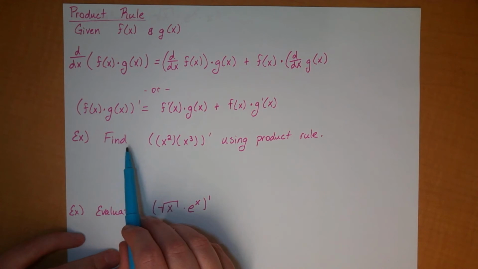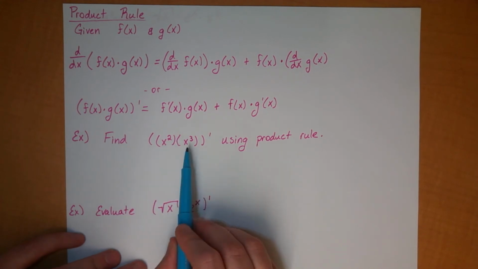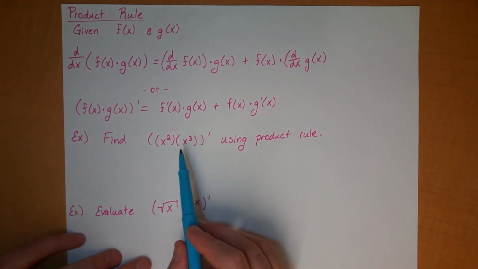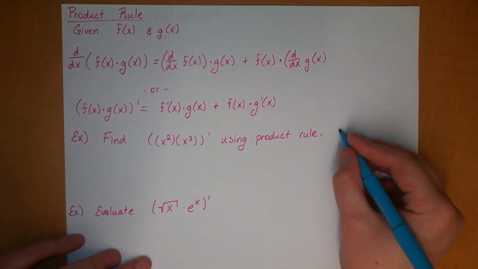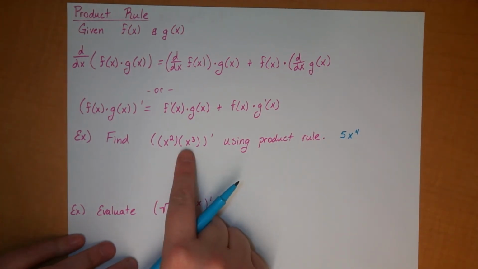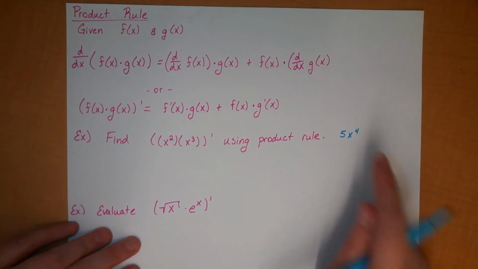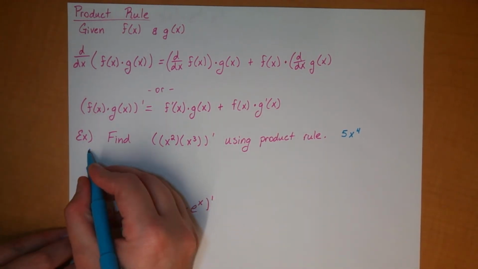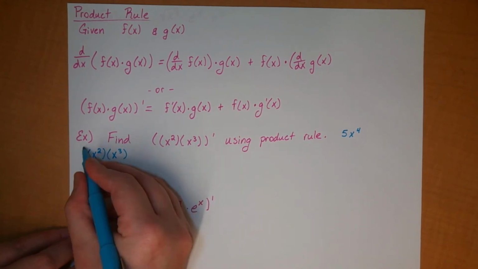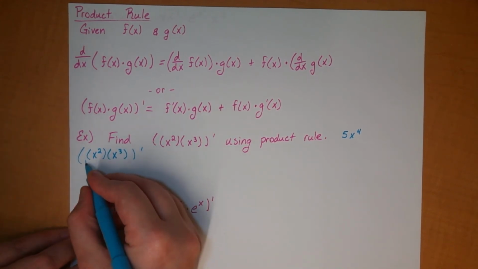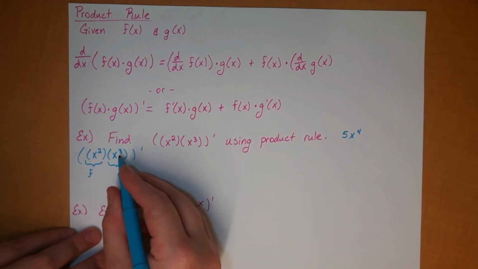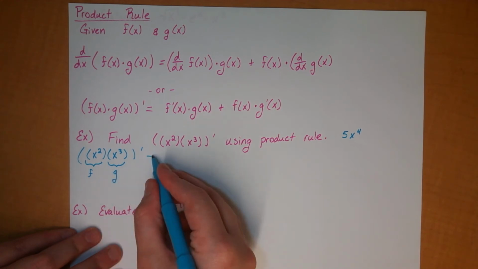So let's take a look at the derivative of x squared times x to the third. I know that I can just multiply these together and find the derivative, and I should get 5x to the fourth. But let's try it using the product rule and prove to ourselves that we're going to get the same answer. So using the product rule, I have x squared times x to the third, and I want to take the derivative of this. I'm going to let x squared be my f, and I'm going to let x cubed be my g.